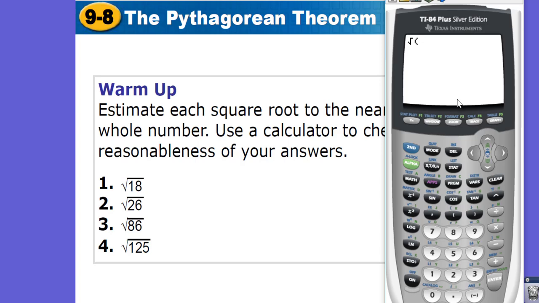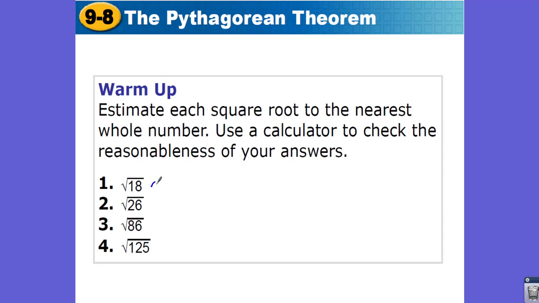On my calculator, it will put the parenthesis. Anything inside the parentheses is considered underneath the radical. So this first one here says the square root of 18. So we'll type in 18, close the parentheses, and then hit enter. And I end up with 4.2 as my answer. So this one is approximately 4.2.